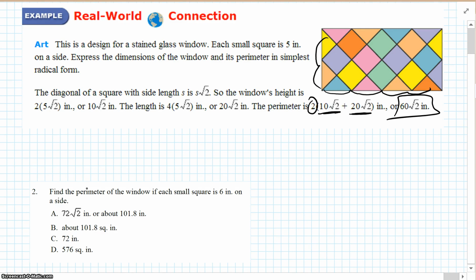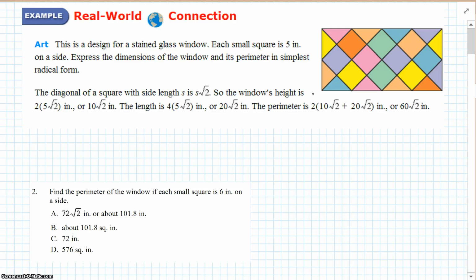Alright, so the question says this. Find the perimeter of the window if each small square is 6 inches on a side. Okay? So again, we know the diagonal of a square is nothing more than side times the square root of 2. So that value right there, side square root of 2, for us is nothing more than 6 square root of 2. So we're going to have 2 of those. So the height is 12 square root of 2.